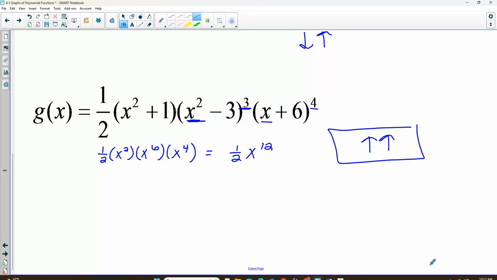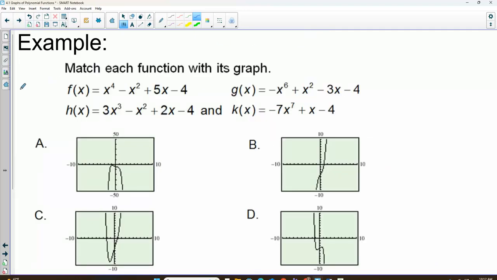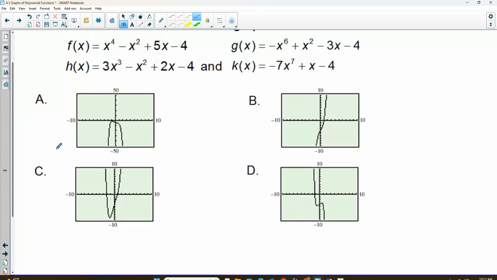I want you guys to take a second and try this next one on your own. Just thinking about end behavior. Match each of these functions with their graph. So f of x, function f, we have an x to the 4th. So what should your end behavior be? It's a positive x to the 4th, so it should be up, up. So that's graph C. I don't know if you labeled it down here or there, but f of x and C go together.